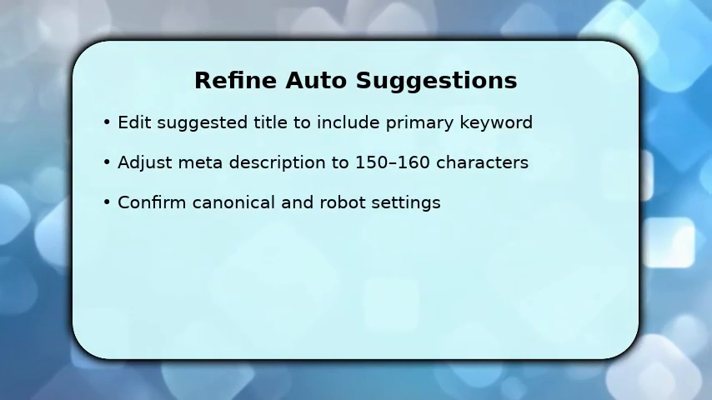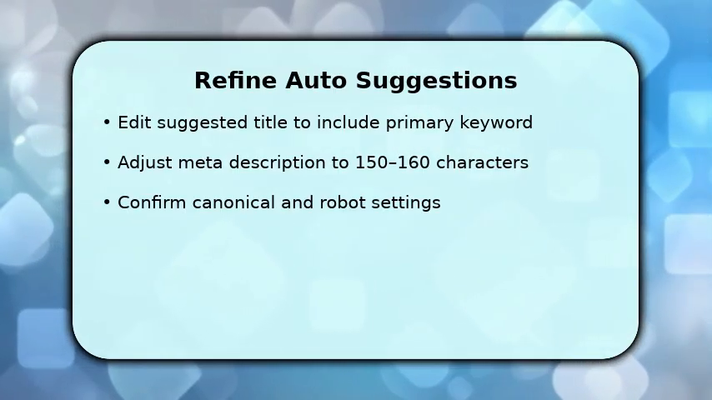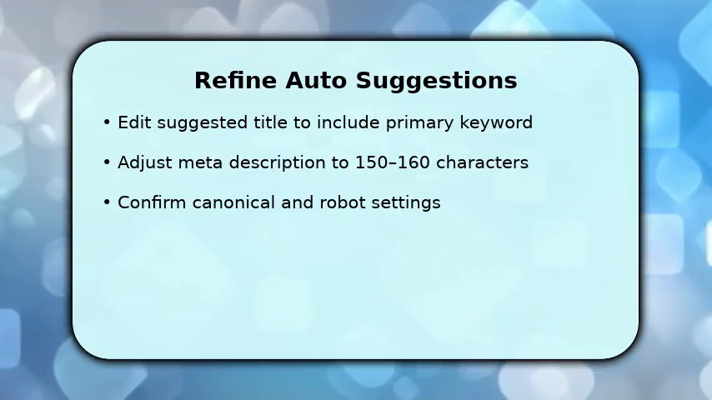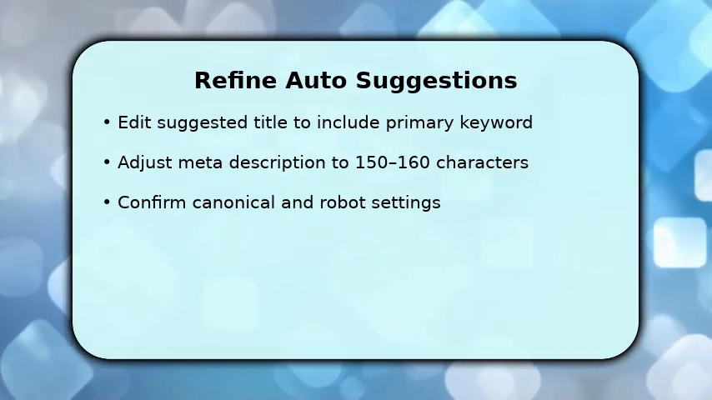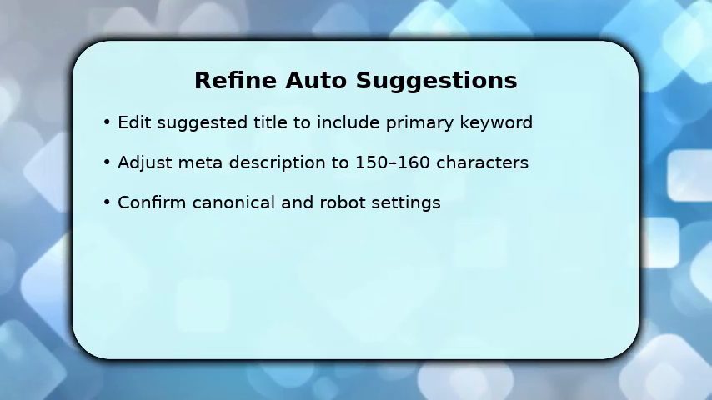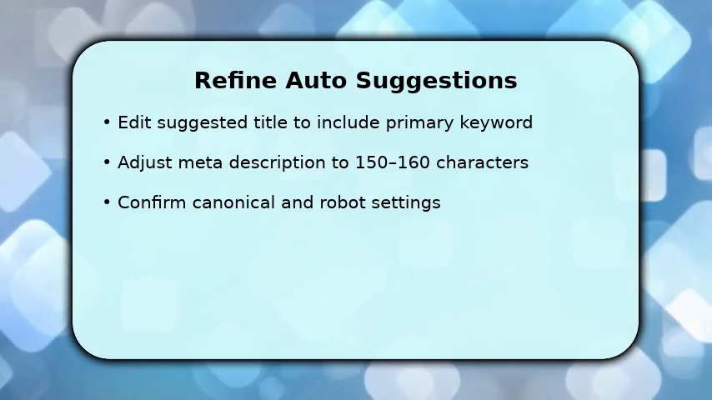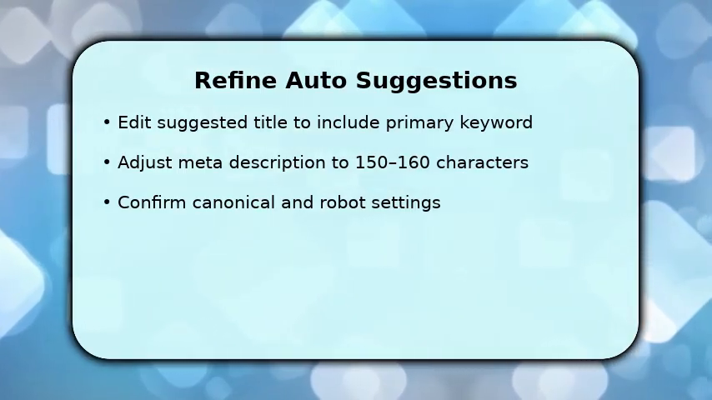You should shorten or extend the suggested title so it contains the keyword and stays under recommended length. Then craft the meta description to about 150-160 characters explaining benefit and action. Also check canonical tags and robots directives that the tool set for you. If the plugin offers structured data, enable it now to improve rich result chances.